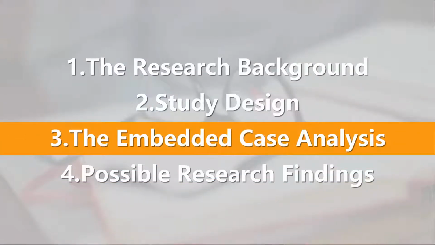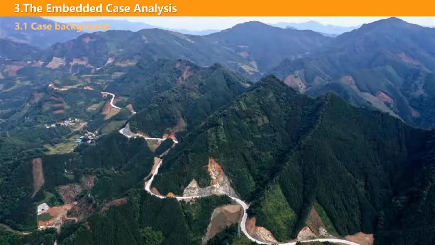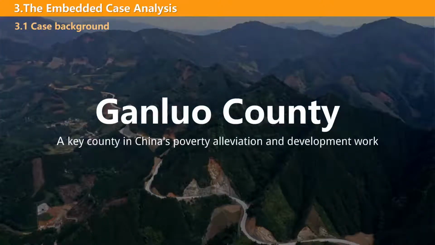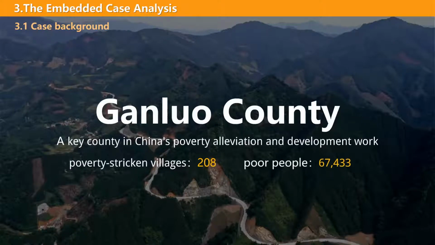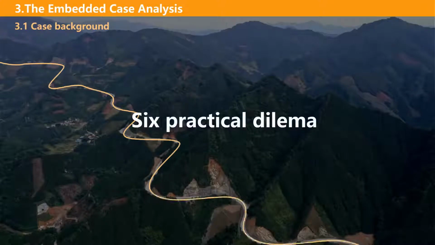3. The embedded case analysis. 3.1. Case backgrounds. Ganluo County is a key county in China's poverty alleviation and development work. In 2014, there were 208 poverty-stricken villages in the county, accounting for 91.6% of the county's total administrative villages. There were 67,433 poor people, and the poverty rate was 31.88%. At the same time, Ganluo County faces 6 practical dilemmas.